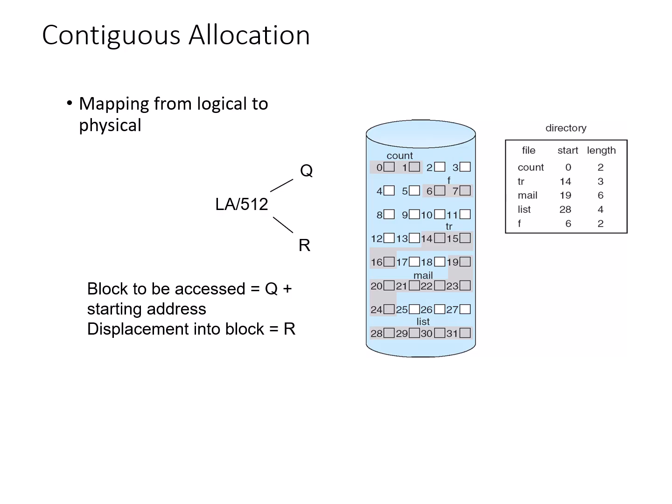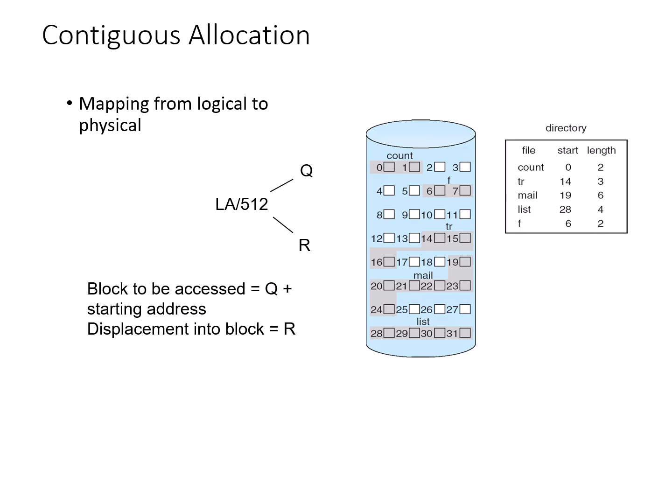The file mail starts at block 19 and uses 6 blocks, from 19 to 24. And the file list uses blocks 28 to 31, 4 blocks in total. Now, here is the main idea.